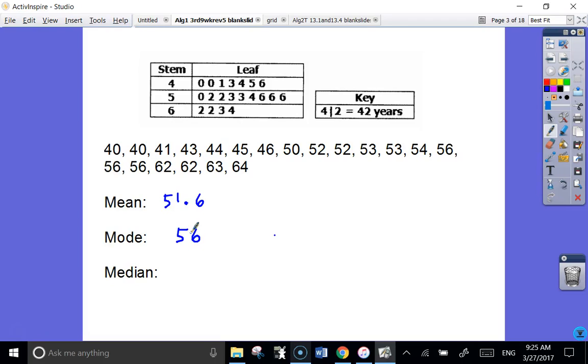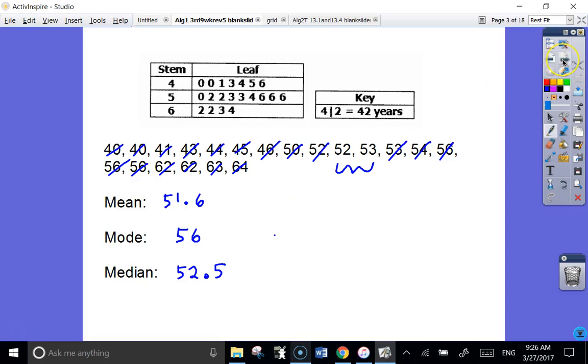So we could do it on this list right here, right? 40, 40, 41, 43, 44, 45, 46, 56, 50, 52, 53, and now there's actually 2 values in the middle, so the median is, add it up, divide by 2, 52.5. Okay? That's what you get if you add them up and divide by 20.